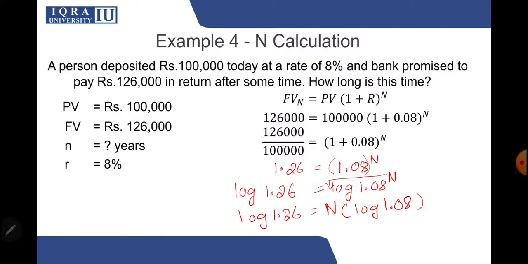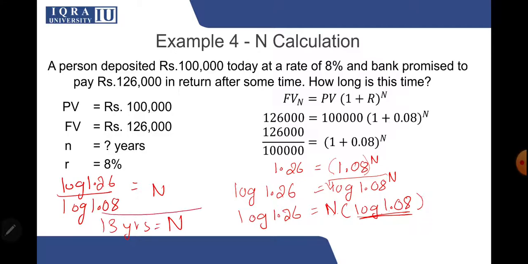Now because this n is no longer in power and it's actually multiplying by this log 1.08, you can take this log 1.08 to the other side, and it will go into division. So this will become log 1.26 divided by log 1.08. And if you solve this, your answer is approximately 3.00 something. So we can round it off to 3 years. This is our n, our number of years.